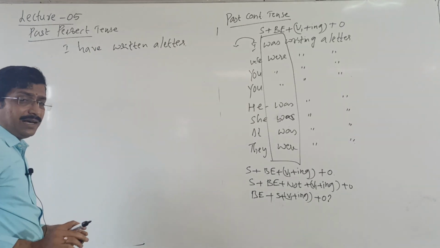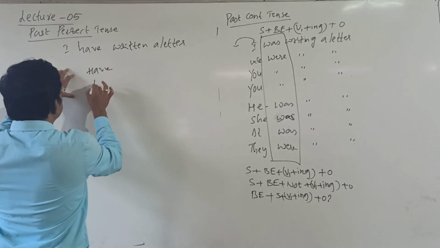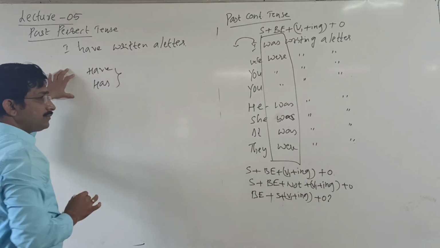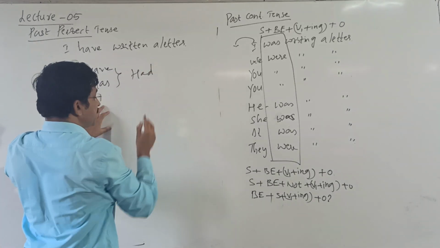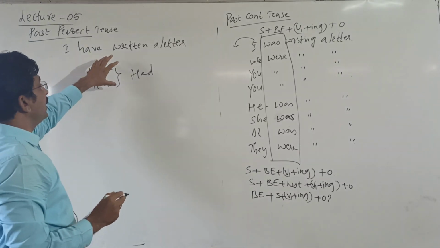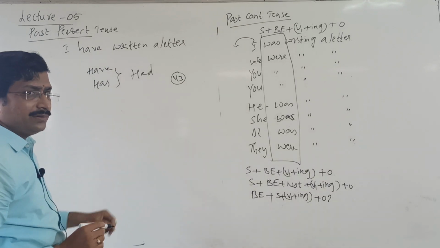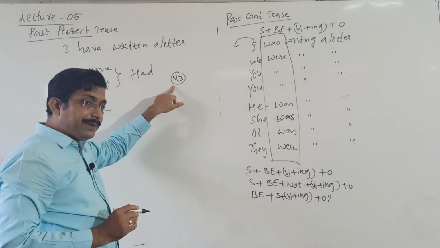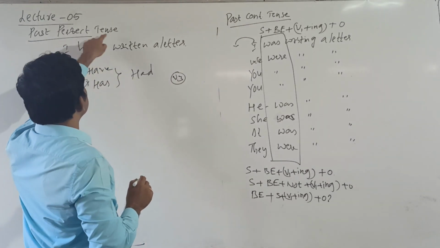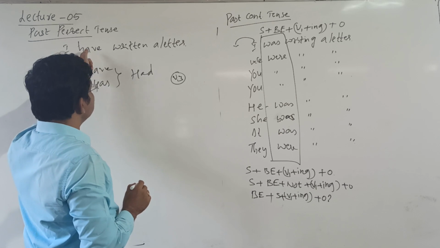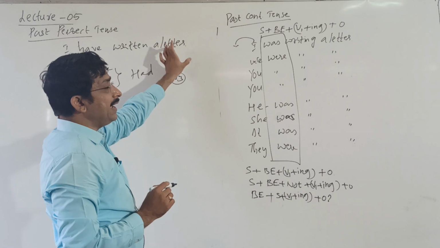Yesterday we discussed auxiliaries. So have forms have and has. Its past form is had. And we have to use the V3 form, perfective, V3 form, PP, past participle. Hence in past perfect tense, have is changed into had and the rest remains as it is.